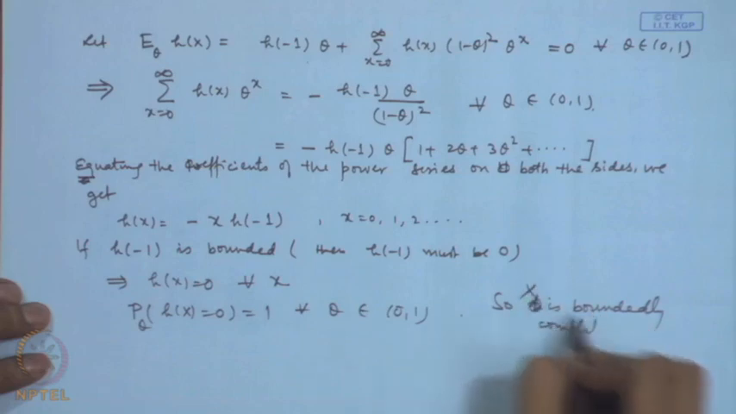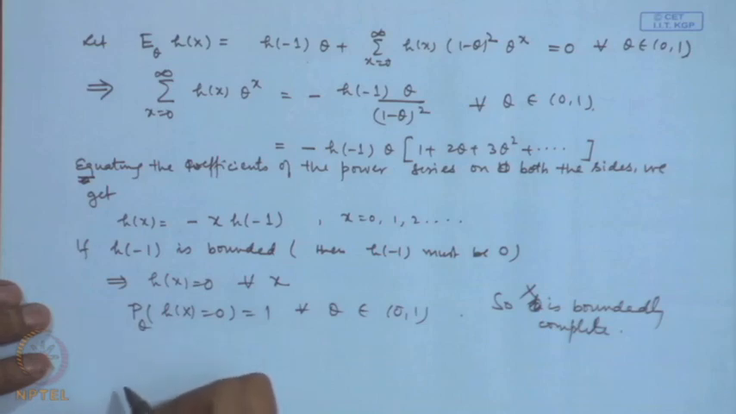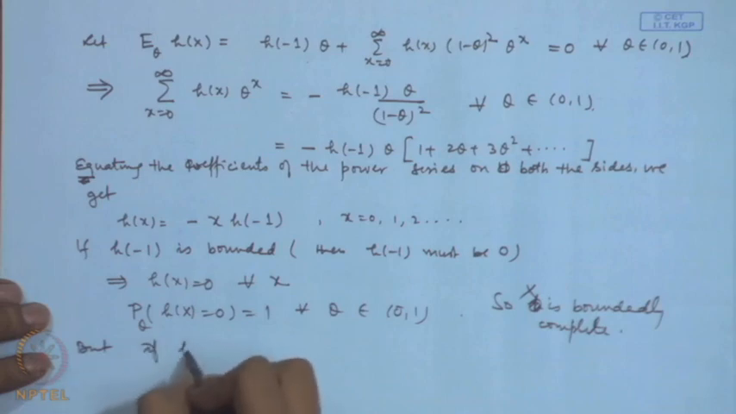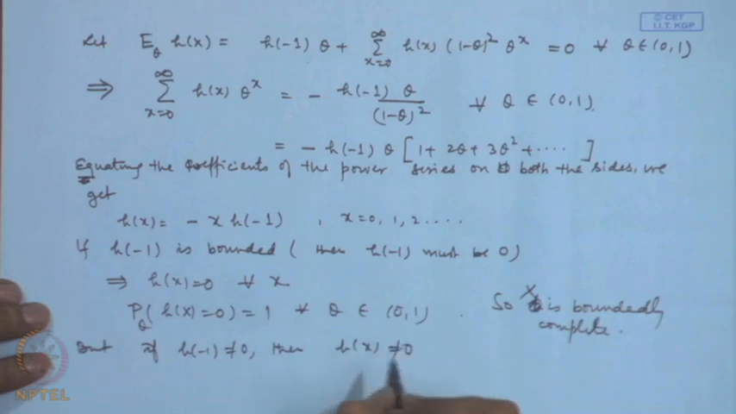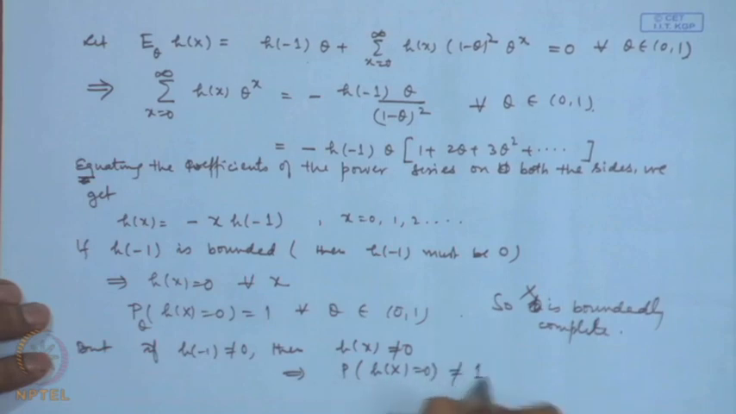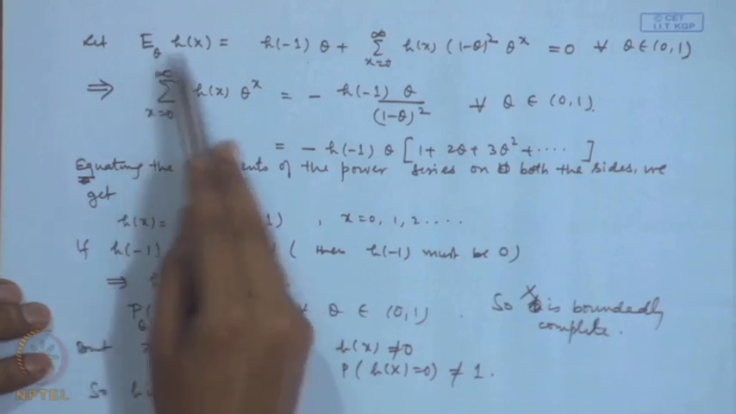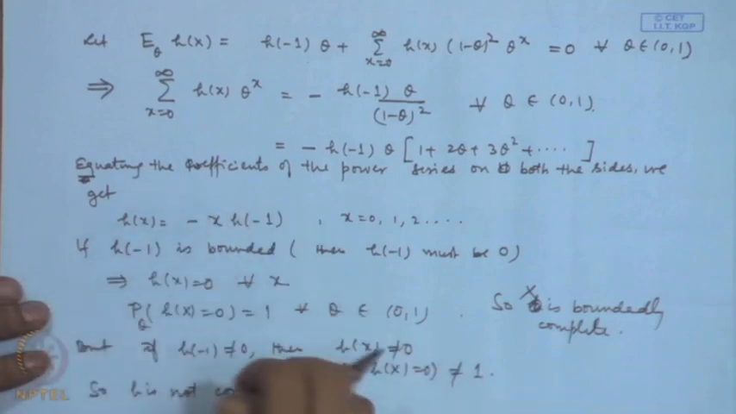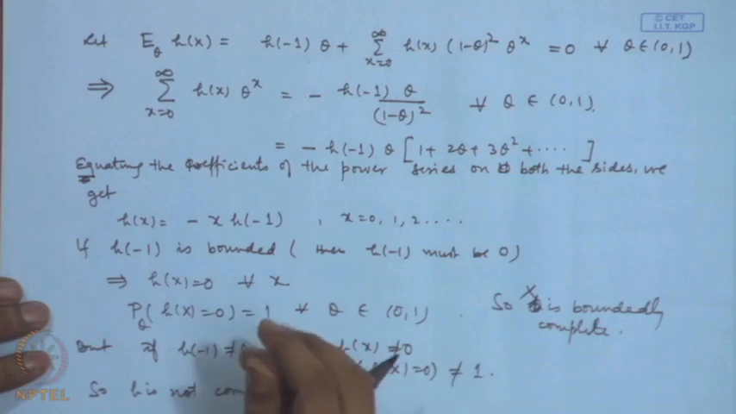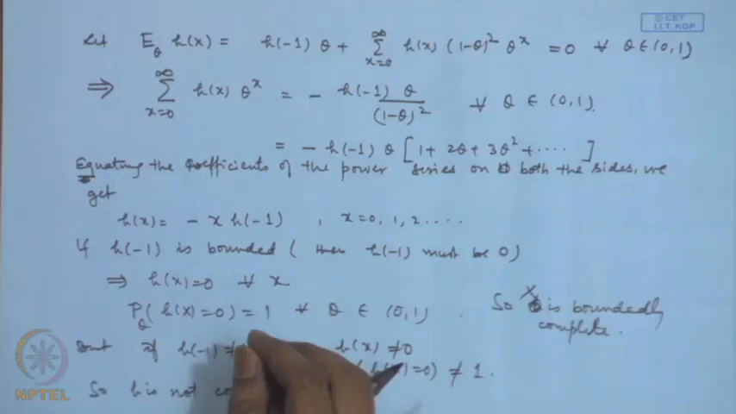Not X is boundedly complete, but if h(-1) is not 0, then h(x) is also not 0. This implies probability that h(X) is 0 cannot be 1. So, h is not complete, because expectation of h(X) is 0, but h(X) will not be 0 with probability 1. So, this is an example of a boundedly complete family of distributions, which is not complete.